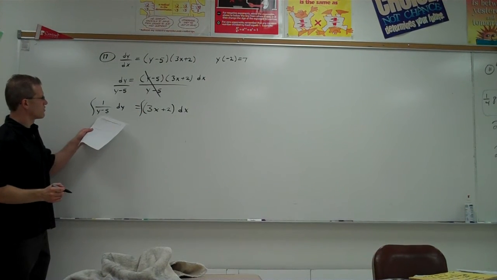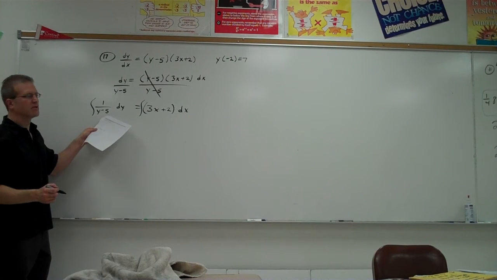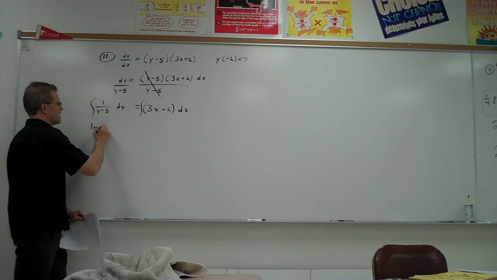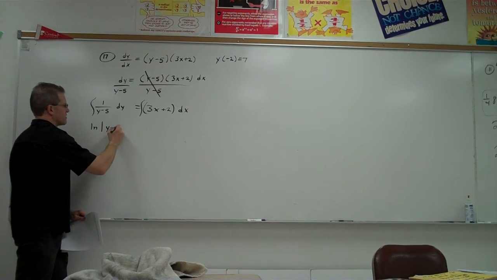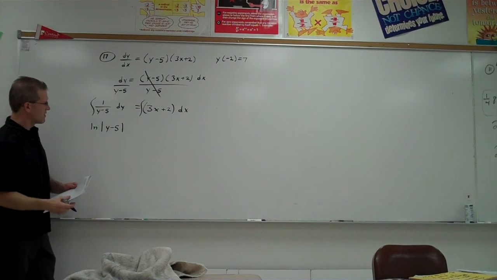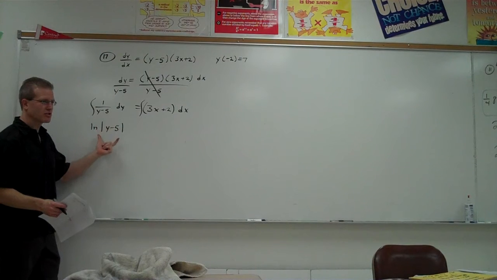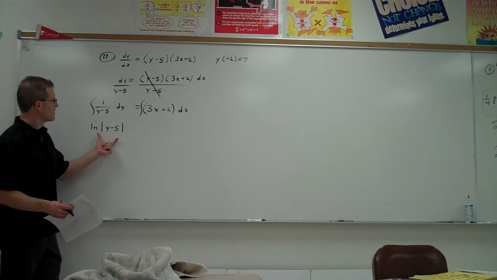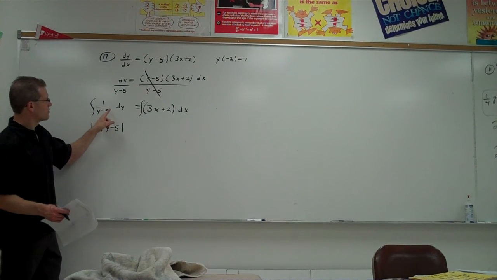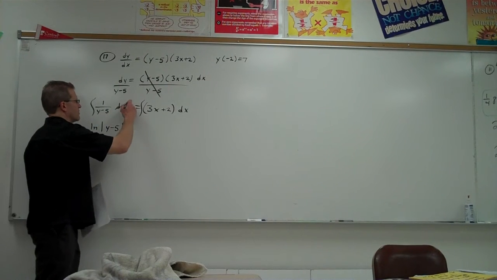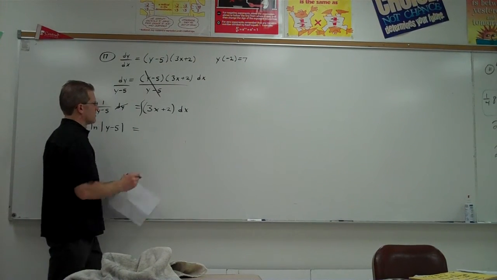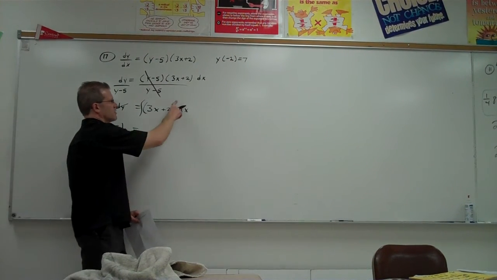So what's the integral of 1 over y minus 5? Natural log, and then of the absolute value of y minus 5. Absolute value needs to be put in because you can't take the natural log of a negative or 0. Absolute value assures that that quantity is positive. The derivative of y minus 5 would be 1 dy, so that would drop off.